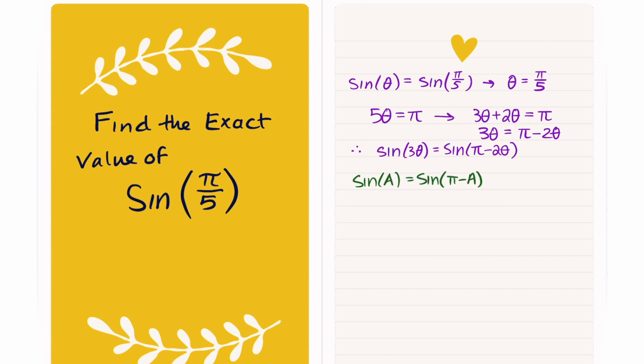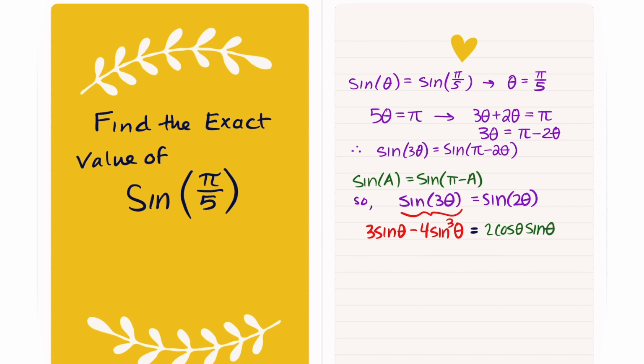One identity here is that the sine of an angle is equal to the sine of pi minus that angle. So that will allow us to write that sine of 3 theta is equal to the sine of 2 theta. Next, we're going to substitute in two trigonometric identities. One, a triple angle formula for sine, and a double angle formula for sine. On the left, we have 3 sine theta minus 4 sine cubed theta, and on the right, 2 cosine theta sine theta.